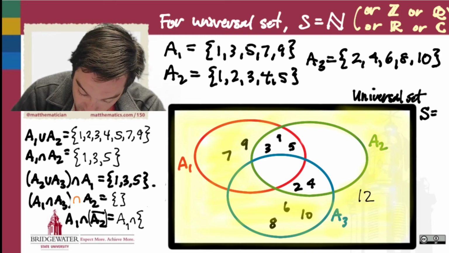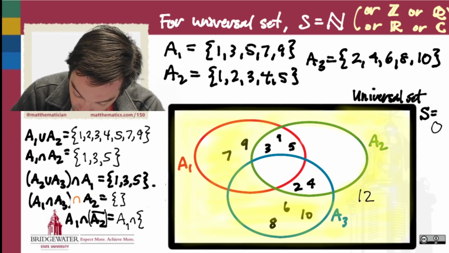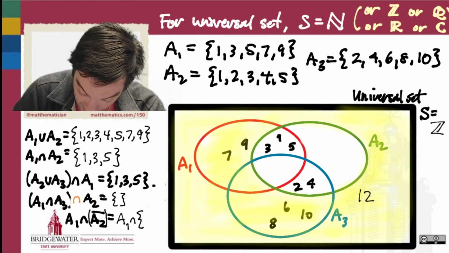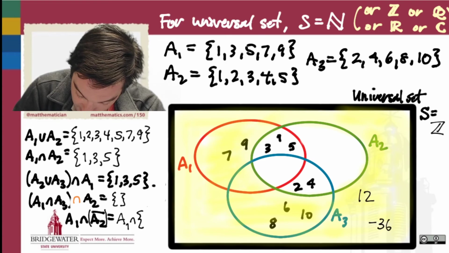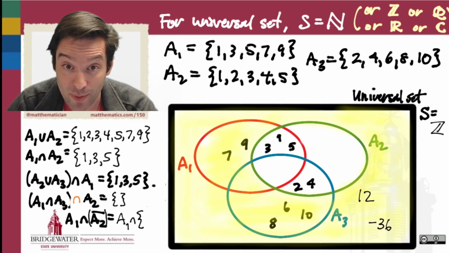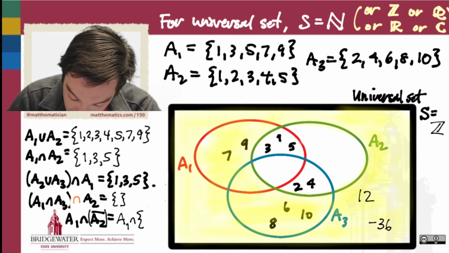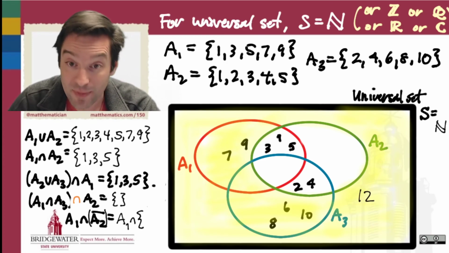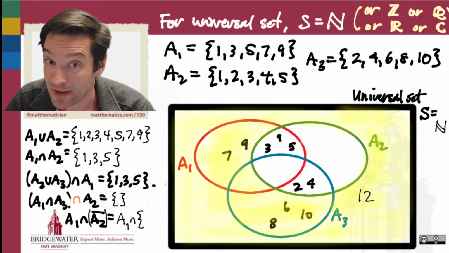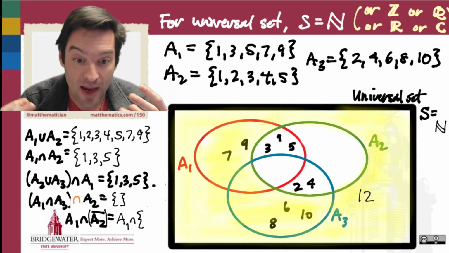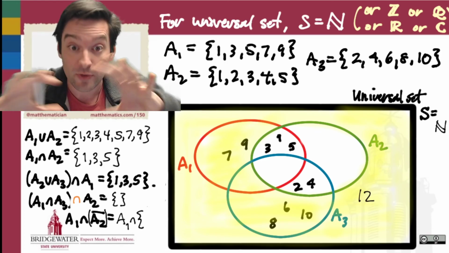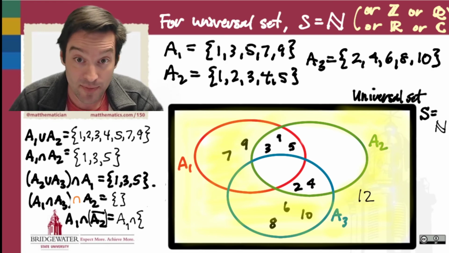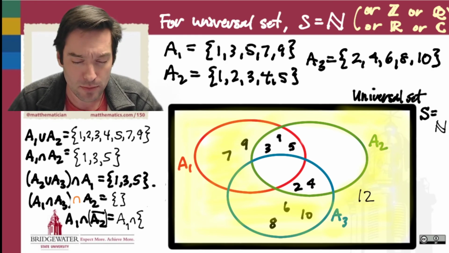But if we had picked a different universe, let's say the universe of integers, then not only would 12 belong to that, but also other numbers like negative 36 would belong to the complement of A2, right? Negative 36 wouldn't belong to the complement of A2 if the universe were the natural numbers, because negative 36 is not a natural number. So as soon as we start talking about complements, we have to know what the whole universe is, right? Otherwise, it's not going to be clear whether or not something does or does not belong to that complement. Does that make sense?